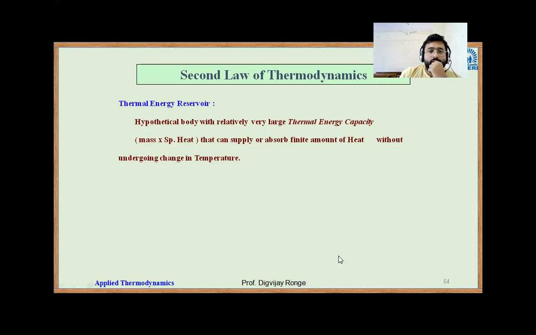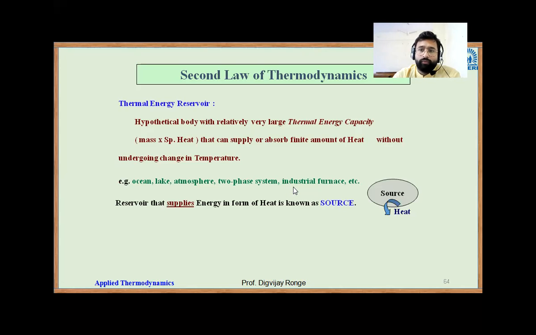Okay, so it is a hypothetical body with a relatively very large thermal energy capacity that can supply or absorb a finite amount of heat without undergoing a change in temperature. So there is no change in temperature. You supply X amount of energy, you absorb or extract X amount of energy, there will be no change in its temperature. So for example, ocean, lake, atmosphere, two-phase system, industrial furnaces, etc. Industrial furnaces, yes, there will be some increase and decrease in temperature, but mostly we assume them to be constant temperature systems.